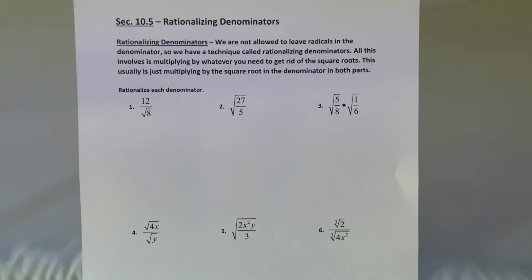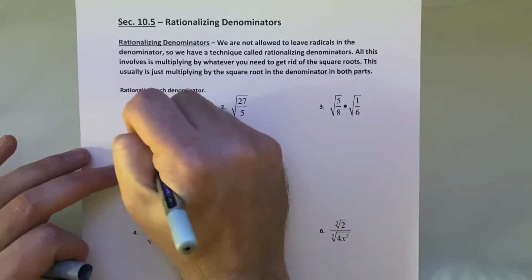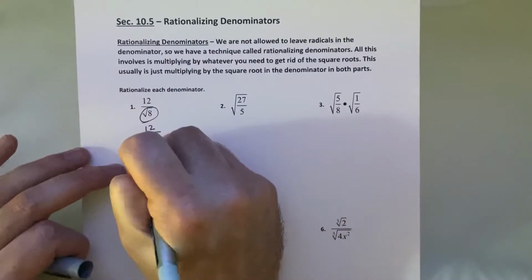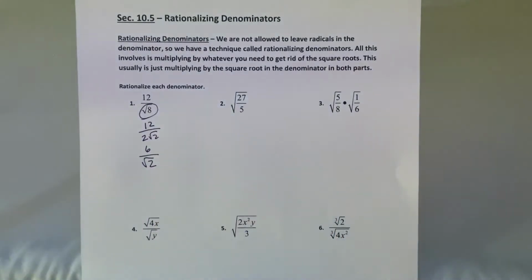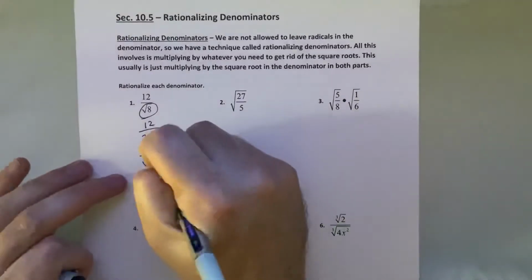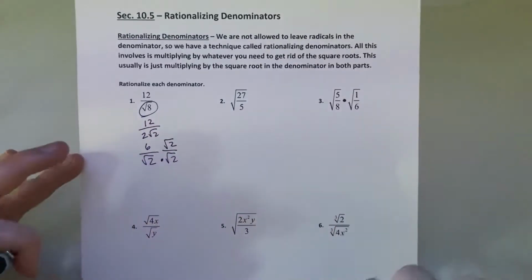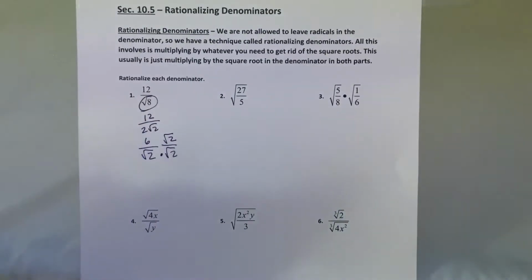So when we have something like 12 over the square root of 8, of course we can simplify the square root of 8 to 2 square roots of 2. 12 divided by 2 is 6, so this is 6 over the square root of 2. Now, if you've got a square root in the denominator, you can multiply by that square root in the denominator and the numerator of your fraction to help clear it up. That's only if it's by itself.